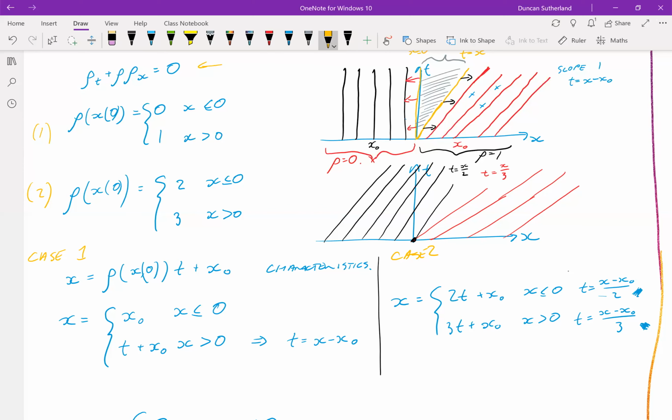So within the shaded region, we again have no information. It's like the thing in the other case. But we can work out what's going on to the left of this curve, the left of the x on 2 characteristic, and to the right of the x on 3 characteristic. On this side, rho equals 3 if x is greater than 0, right, which is basically everything to the left of this, to the right of this characteristic.